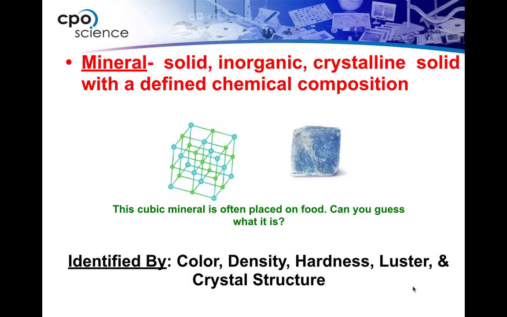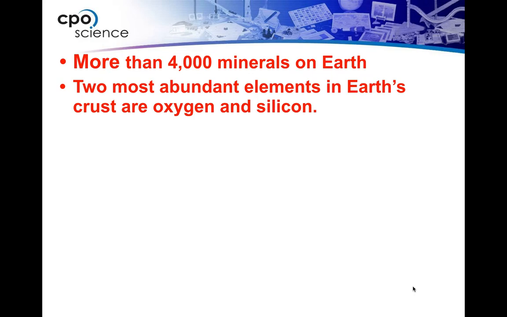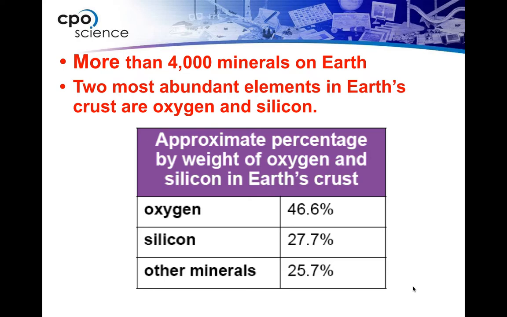Now we classify minerals in a lot of different ways. We can use color. We can use density, which remember is mass per volume. We can use hardness, and we're going to talk in a little bit about what that means. Luster, I'm going to talk about that too, and then crystalline structure. All of these things are characteristics that we use to identify minerals. There are actually more than 4,000 different types of minerals on Earth, and a lot of them are made up of, or contain, the two most abundant elements in Earth's crust, which are oxygen and silicon. Oxygen and silicon make up a very common mineral that we're familiar with, quartz, which is essentially silicon and oxygen chemically bonded together.